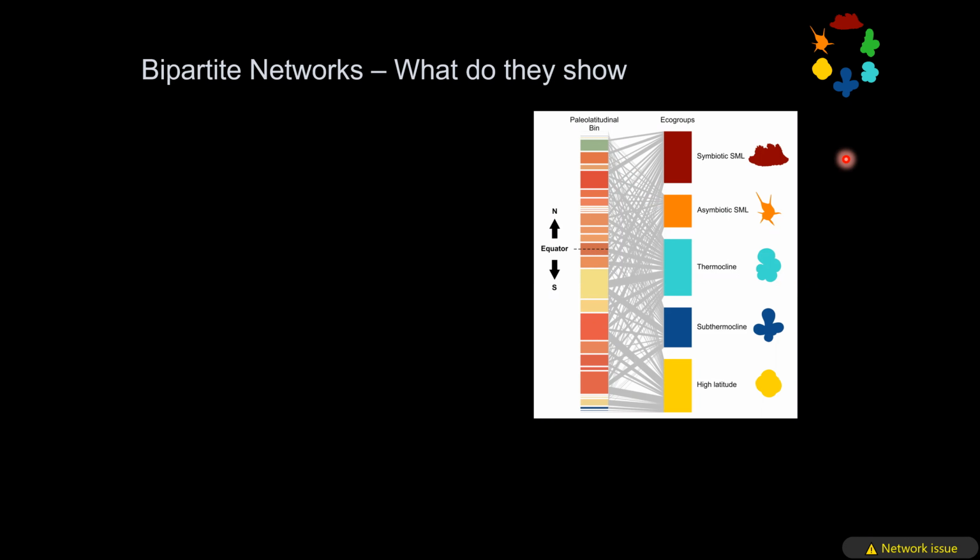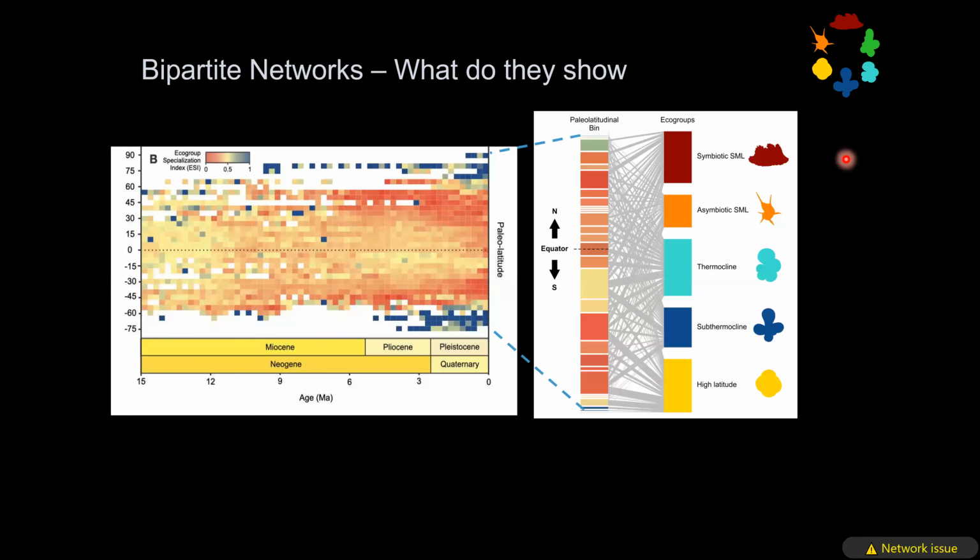Within our study, we've constructed individual bipartite networks for the last 66 million years and also the last 15 million years. Here we have the last 15 million years, with individual bipartite networks stacked along horizontally. Time is on the bottom of these plots, and on the left we have our paleolatitudes. These are all individual bipartite networks stacked along, and this is for the ecogroup specialization index, for the last 15 million years, which I'll detail in just a second.